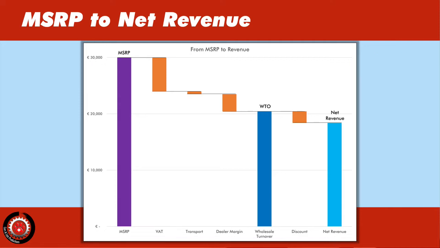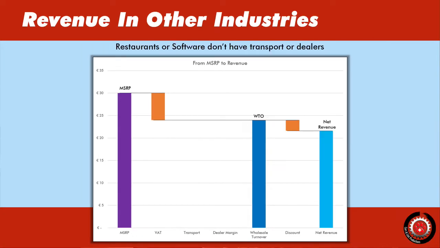Then we have to take into consideration any planned discounts or sales or incentives, and that leaves you with the net revenue. And we can also consider different industries, for example, restaurants or software. Here you have no transport costs and no dealer costs, so naturally your wholesale turnover and your net revenue are higher.